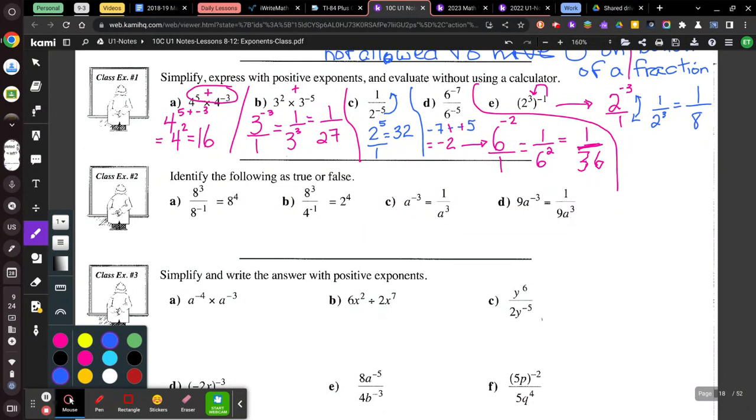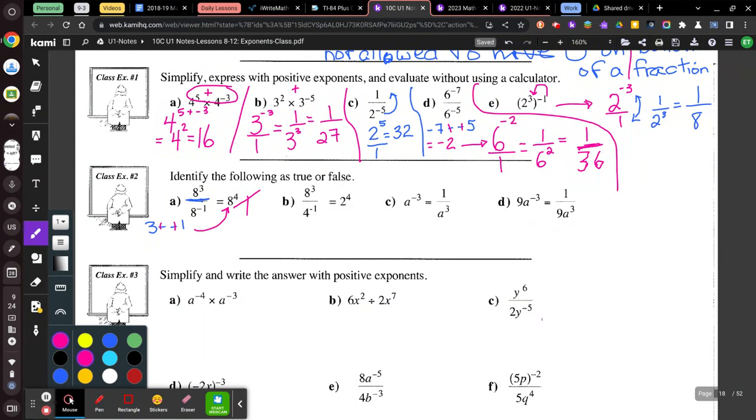Let's see if these are true or false. Let's see if they subtracted their exponents properly. Why am I subtracting? Because it's dividing. A dividing situation says subtract. So if I've got 3 subtract negative 1, double negation in the middle, turn to positives. So 3 plus 1 is going to give us our 8 to the 4. So yes, they did it correctly. So this one is true.